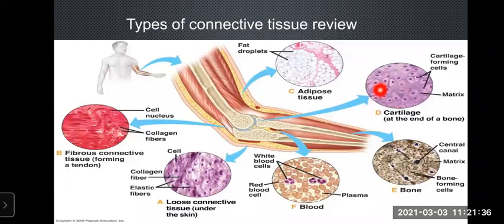Then cartilage, which is also known as soft bone, is made up of chondrocytes. If you see this whitish structure in between the bones, this is known as cartilage. It prevents friction. Now see, when you move this hand upside or downside, there is movement. If there is no cartilage in between, these two bones will rub on each other. So to avoid that friction, this cartilage helps.